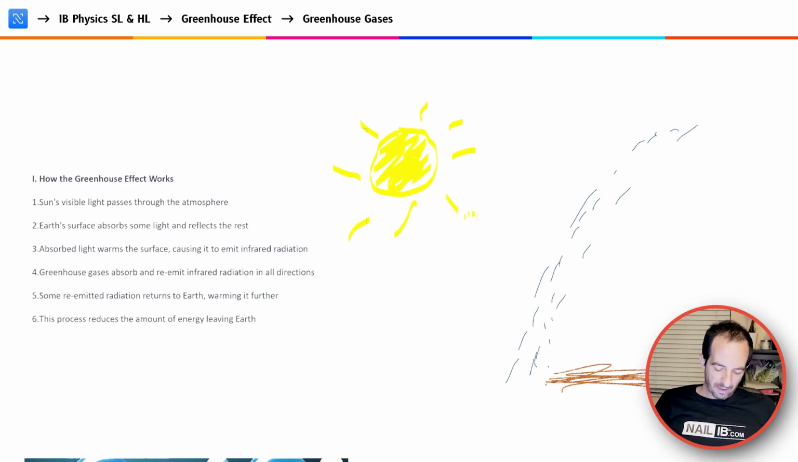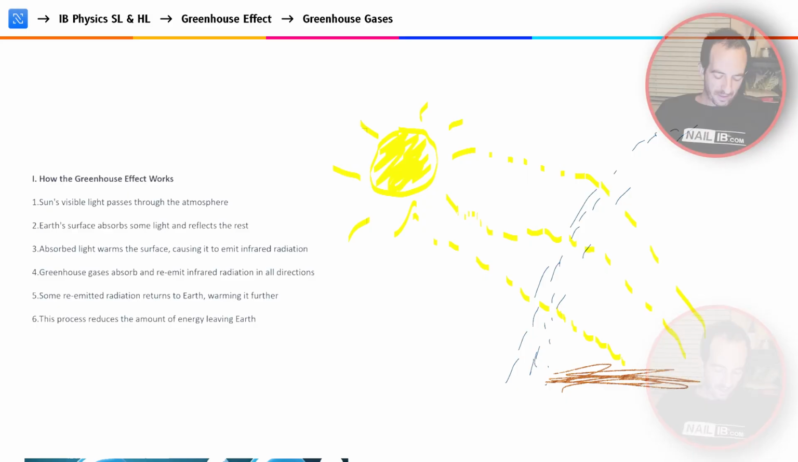Radiation from the sun is emitted in all directions, including into our Earth, into its atmosphere. And it passes through the atmosphere. Most of the radiation will pass through the atmosphere and hit our ground, either the ocean or the ground. Some of the light will be absorbed, some will be reflected.